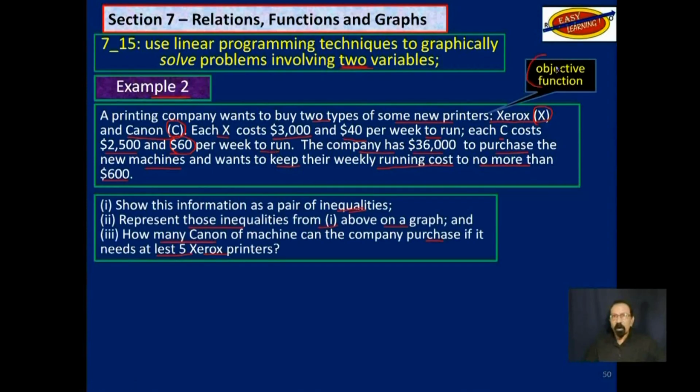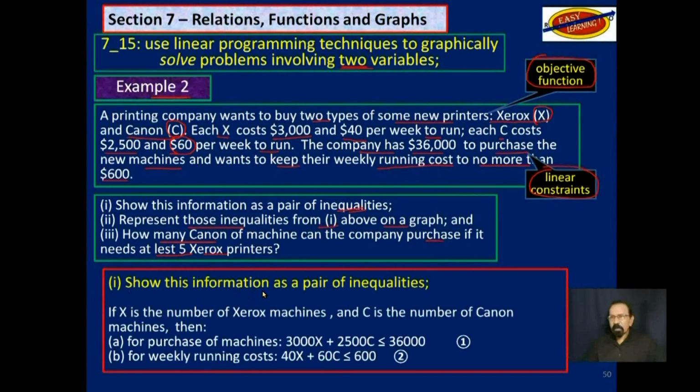So this is our objective function, how many printers of each to buy. And this is our constraints, how much money we have to spend on maintenance and for purchase. So first of all, let's get the inequalities.